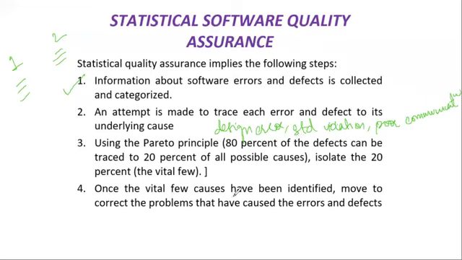Then once the vital few causes have been identified, move to correct the problems that have caused the errors and defects. First step, you've categorized all errors. You've identified what is the cause. You've identified if there's any poor communication using the Pareto principle. Then you're going to correct all these errors.